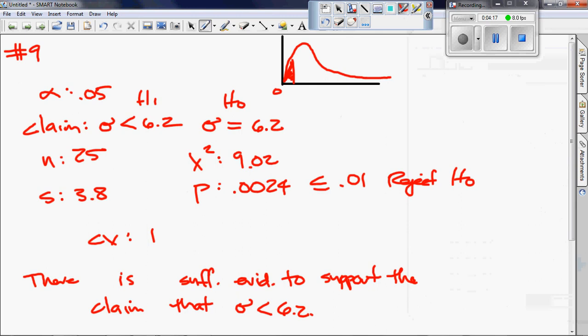13.85. And then we should change this also to 0.05. And we would still reject the null hypothesis because the p-value is still less than the 0.05 significance level. We're all done with number 9.